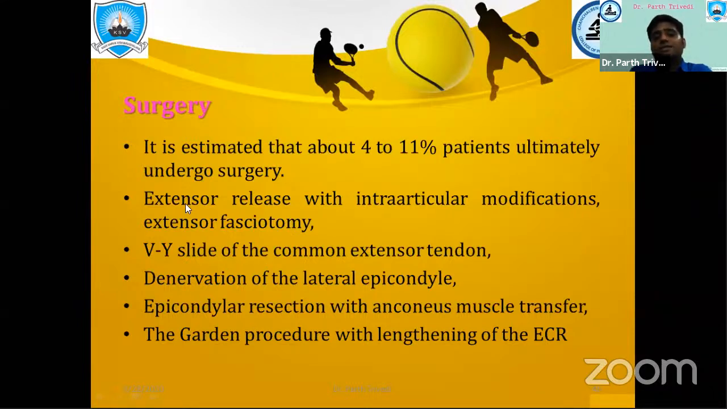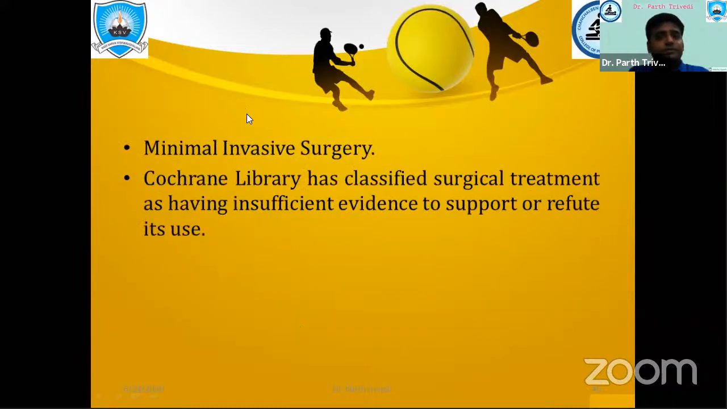And what kind of surgeries are there? Extensor releases, V by slide, denervation surgeries, and Garden procedures. Again, this is an orthopedic topic. I would not like to go into it. I can show the surgeries later on. Minimally invasive surgeries are also coming in, and they have good evidence.